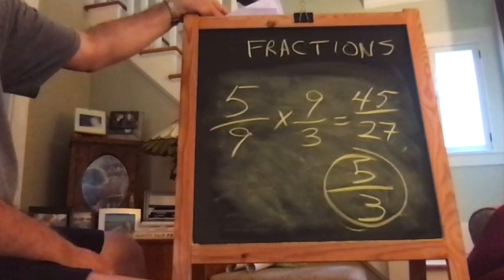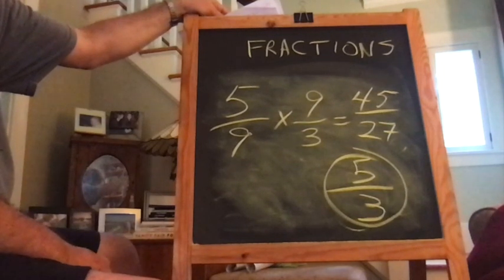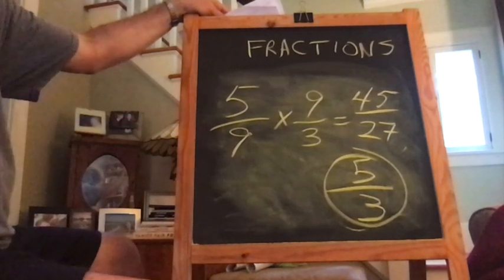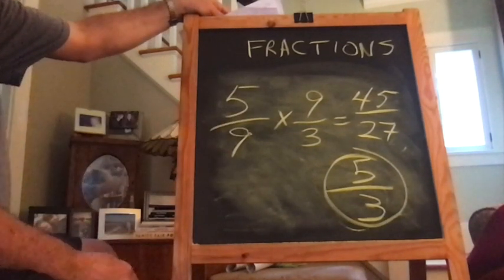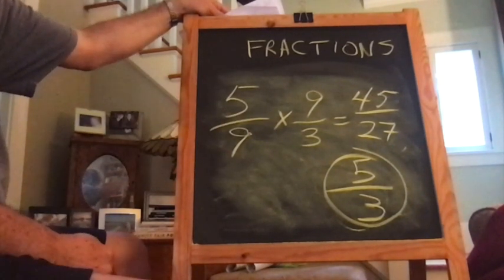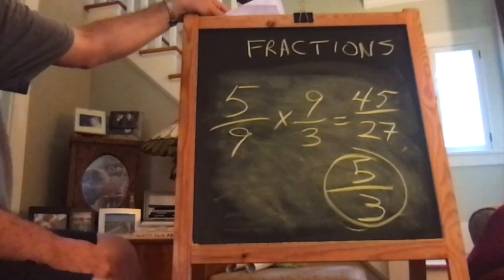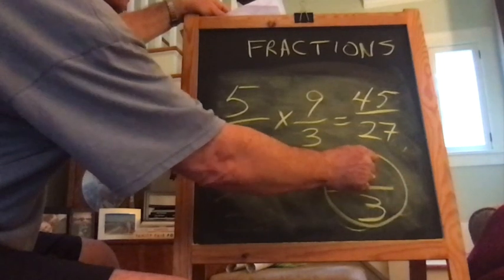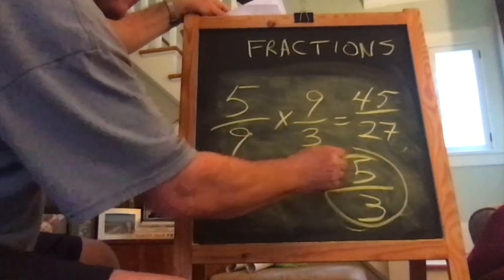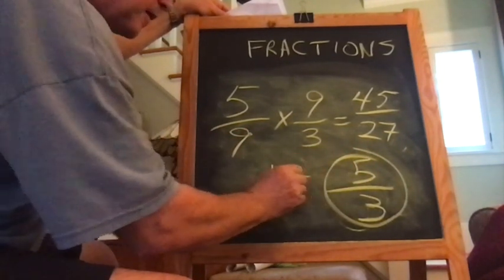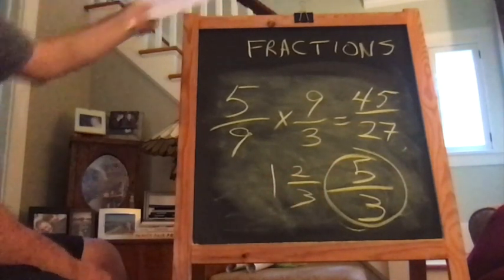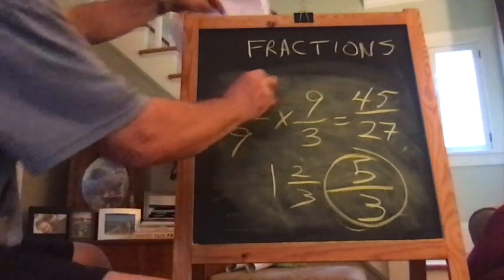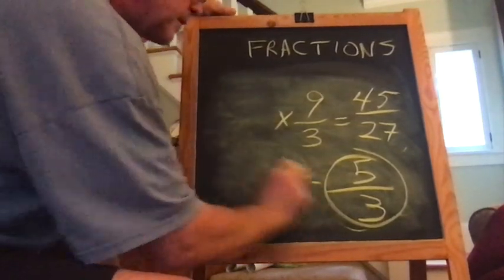What do we call that? Does anybody remember? Daniel? Improper. That is an improper fraction. And how else can we write that? 1 and 2/3. Because 3 goes into 5 once, with 2 left over. 2 is our numerator, and 3 is the denominator. Very good. Improper fraction. All right, let's do another one. Get a little trickier.